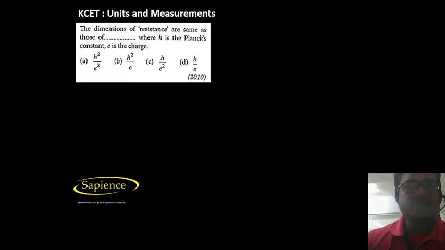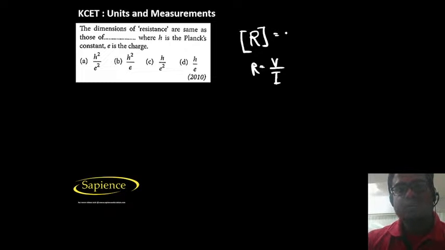Here it is told that the dimensions of resistance are the same as those of dash, where h is the Planck's constant and e is the charge. So the dimensions of resistance. We know that the dimensional formula for resistance R is R equals V by I, by Ohm's law. V is work done per unit charge, W by Q into I. Since Q equals IT, it is W by I square into T.